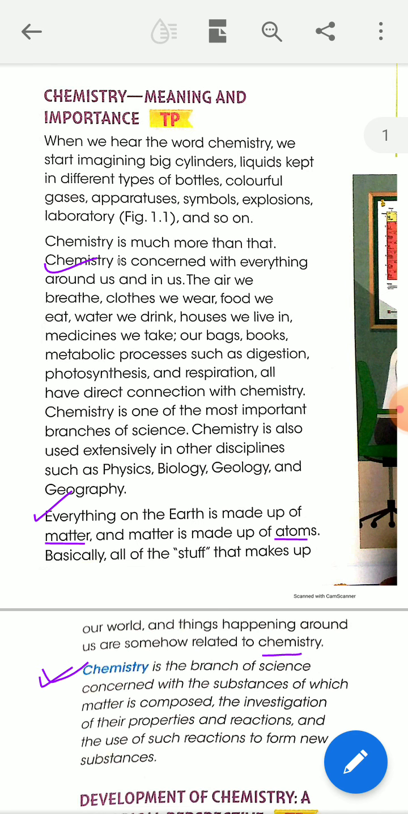You know, everything on the earth is made up of matter, and matter is made up of very small particles which are known as atoms. Basically, all the stuff that makes up our world and things happening around us are somehow related to chemistry.